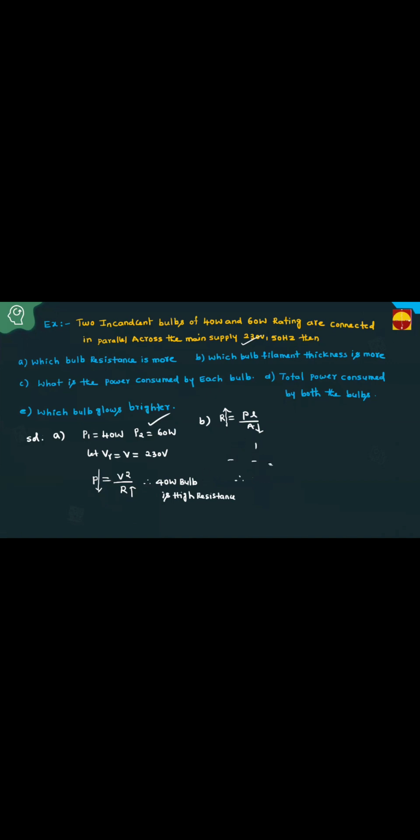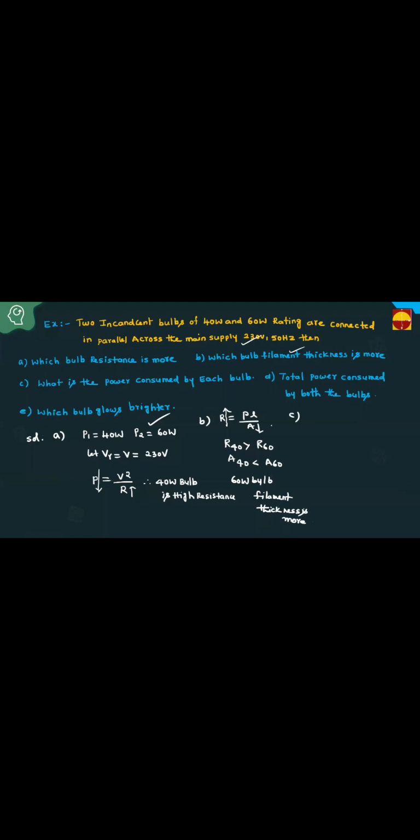Now tell me, students. If the 40 watt bulb is high resistance, that is R40 is greater than R60, then A40 is less than A60. That is, 60 watt bulb filament thickness is more. Please correct this one. You have to decide the resistance based on the power rating. If resistance is high, power rating is less. The 60 watt bulb filament thickness is more.